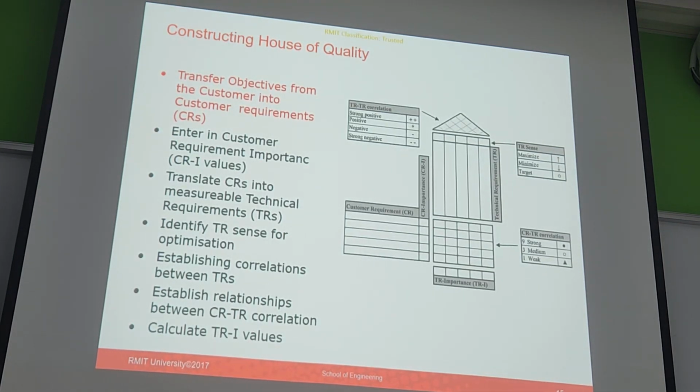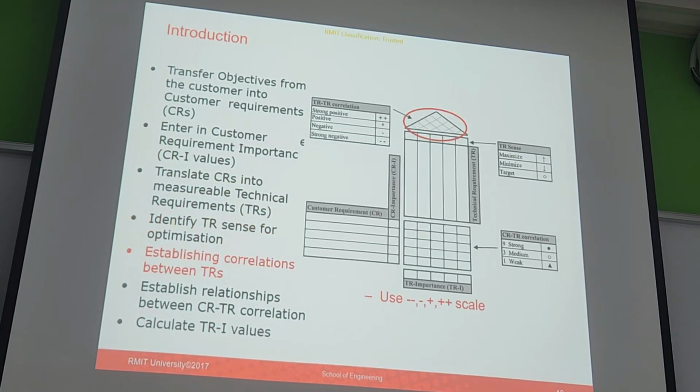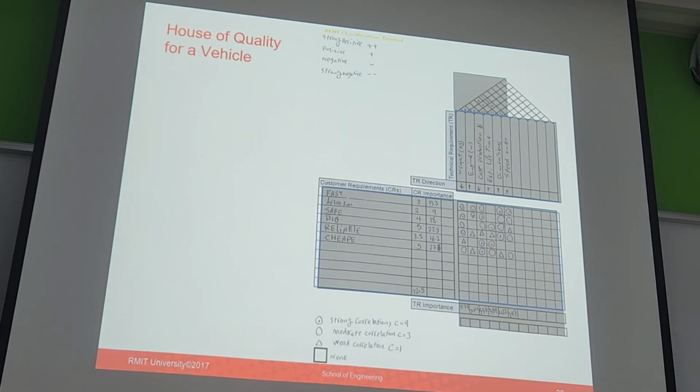During the example, you understand to work with this. So I give you the example and then back to this slide. House of quality for a vehicle. This is an example. You don't see anything. Okay?